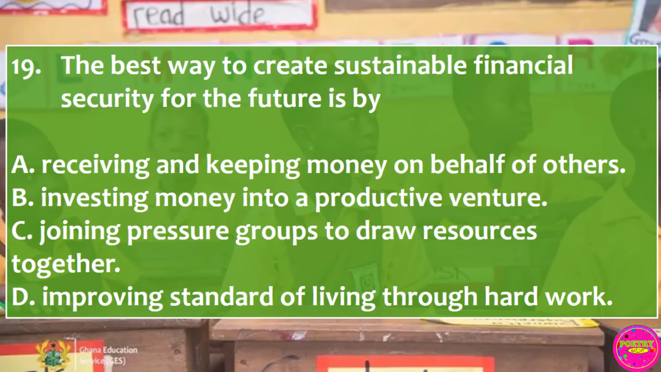Question 19. The best way to create sustainable financial security for the future is by A. Receiving and keeping money on behalf of others. B. Investing money into productive venture. C. Joining pressure groups to draw resources together. D. Improving standards of living through hard work. The correct answer to this question is B. Investing money into productive venture.